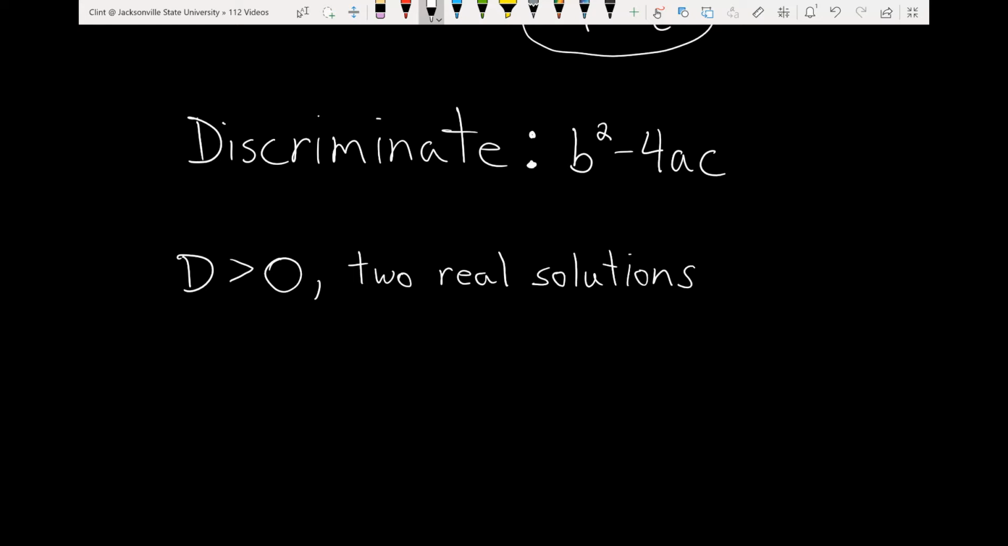Like our first example, even though they were irrational. If our discriminant turns out to be exactly equal to 0, this is like our second example. Then the plus or minus square root part goes away. Plus or minus 0 doesn't change anything. So we only have one real number solution.